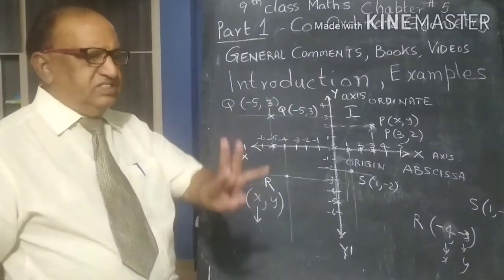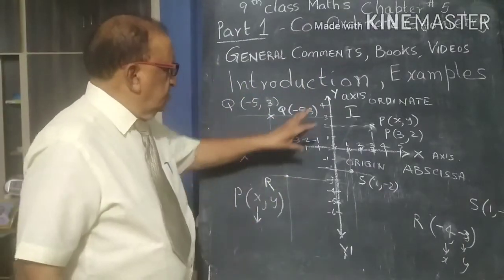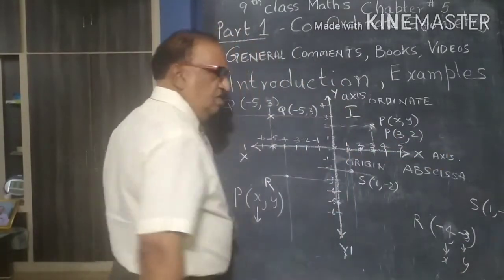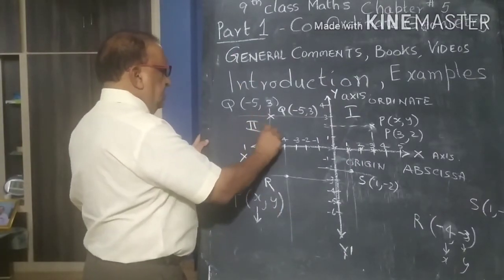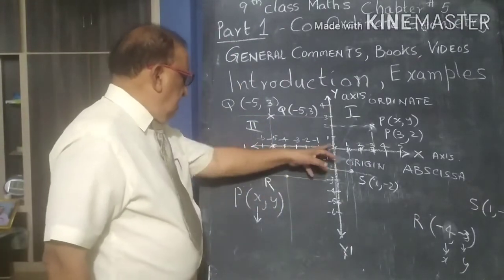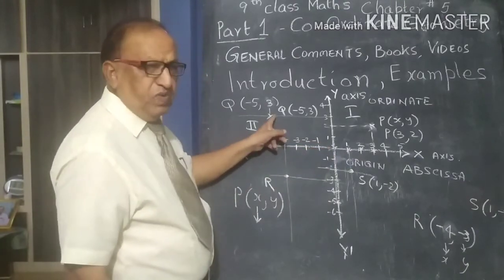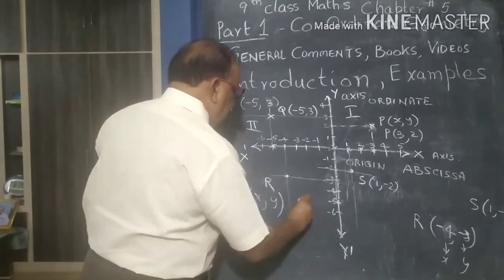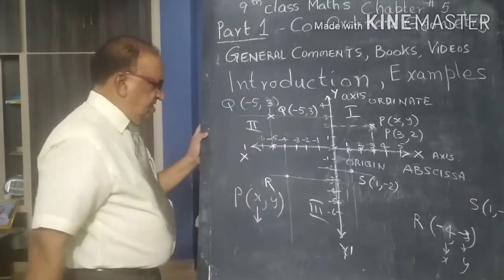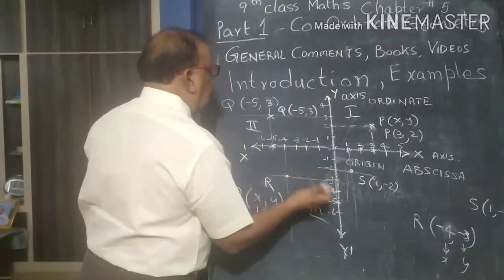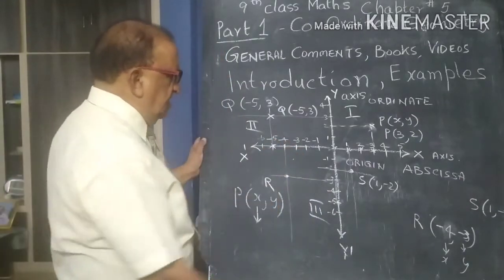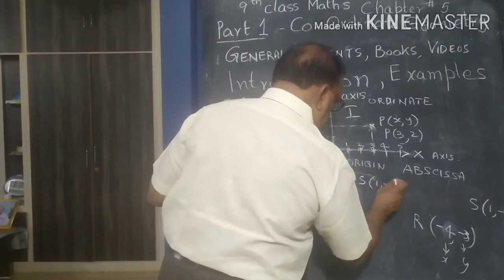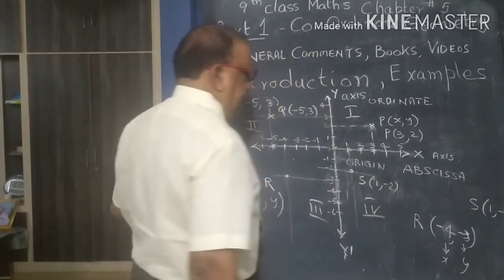So the whole space is divided into 4 quadrants. This is the first quadrant. In the first quadrant, x is positive and y is also positive. This one is the second quadrant. In the second quadrant, x is negative and y is positive. You can see here (-5, 3). Now in the third quadrant, this is negative and this is also negative. Both are negative. Similarly, finally, in the fourth quadrant, the x-coordinate is positive and the y-coordinate is negative.